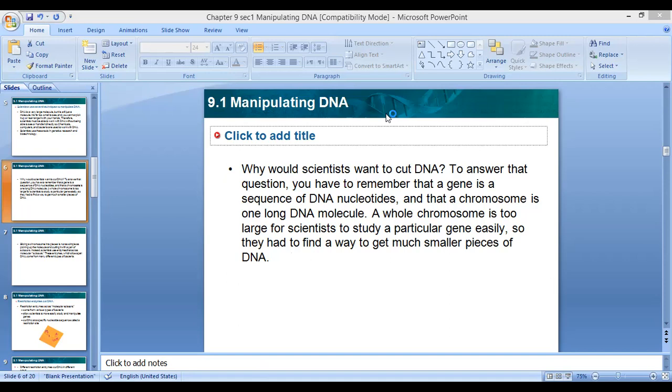Okay, it's very long and made of many genes. Genes are nucleotide sequences. If I want to study genes, I cannot study them in a whole long DNA. They will cut it into parts, pieces. Each piece will represent a gene or a specific nucleotide sequence. So to study a specific gene or a particular gene easily, the whole chromosome is too large. So they had to find a way to get much smaller pieces of DNA to make it easier to study these genes.